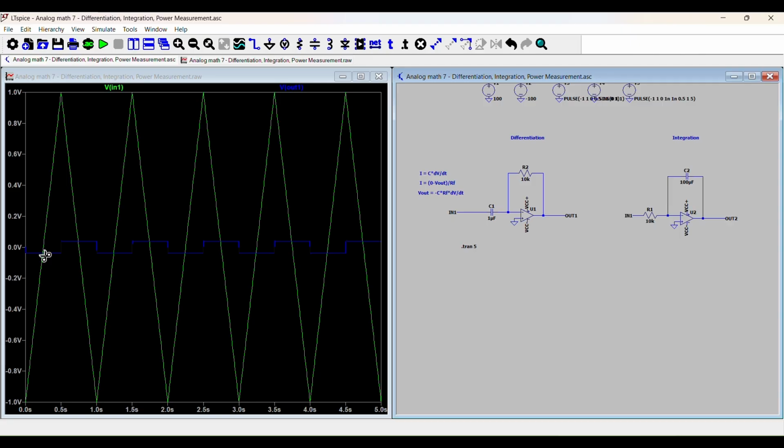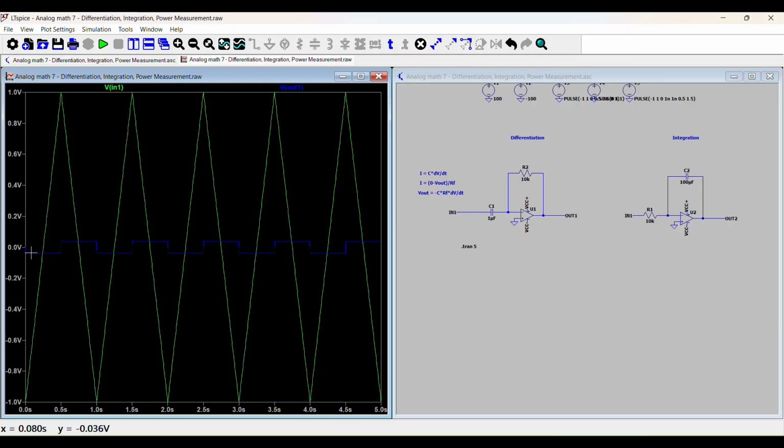and this slope should be exactly, let's see what it is. It's 0.5 seconds, 1 volt. So it's 1 over 0.5. So that comes out to be at around minus 0.04 volts. So the reason is because it's scaled, and I'll tell you why in the equations now.